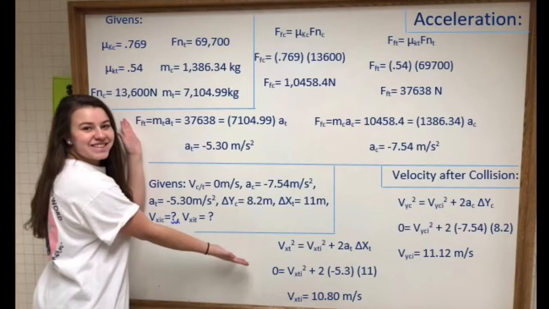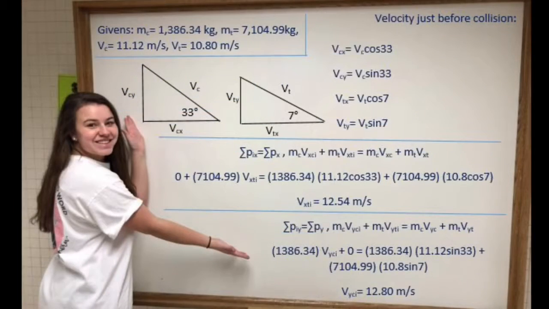Since we know acceleration and we know final velocity is 0 and the distance the cars traveled after the collision, we can use the equation v squared equals v initial squared plus 2a delta x. Like shown on the board, we can use all of our knowns to find the initial velocity in this equation for both vehicles, which would be the speed right after the collision. So the velocity just after the collision for the truck was 10.8 meters per second and 11.12 meters per second for the car.